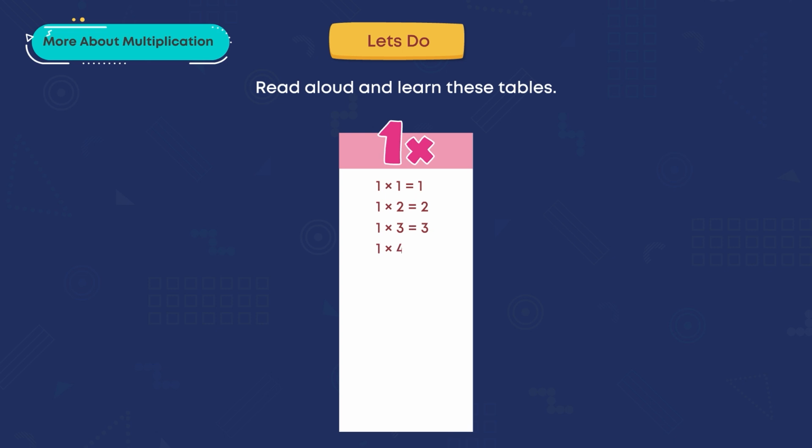1 times 4 equals 4. 1 times 5 equals 5. 1 times 6 equals 6. 1 times 7 equals 7. 1 times 8 equals 8. 1 times 9 equals 9.